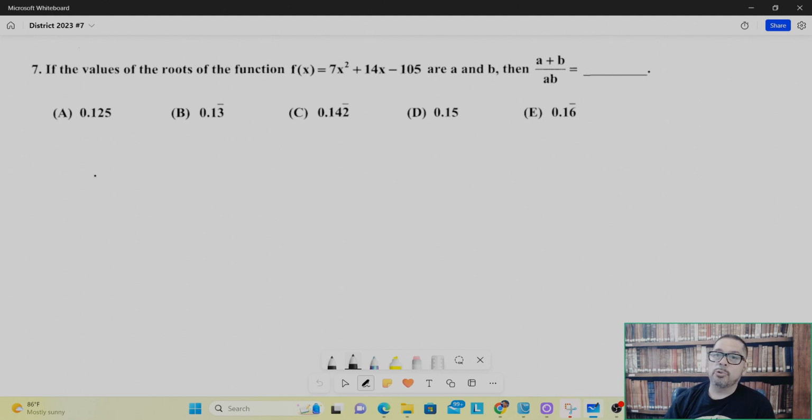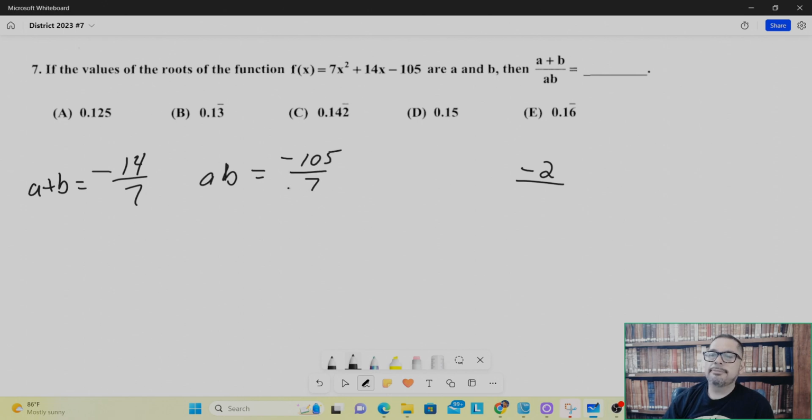Well, in this case, we just use what we derived earlier. The sum of the roots is always the opposite of the linear coefficient divided by the lead coefficient, so that the sum of the roots, a plus b, would be negative 2. And the product of the roots is simply the constant divided by the lead coefficient. In this case, it's negative 105 divided by 7, which is negative 15. So that becomes 2/15.